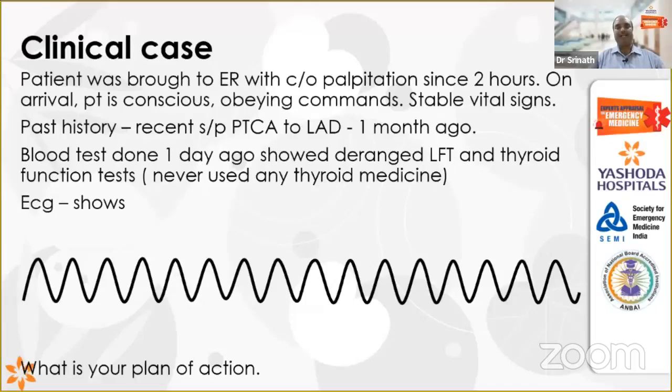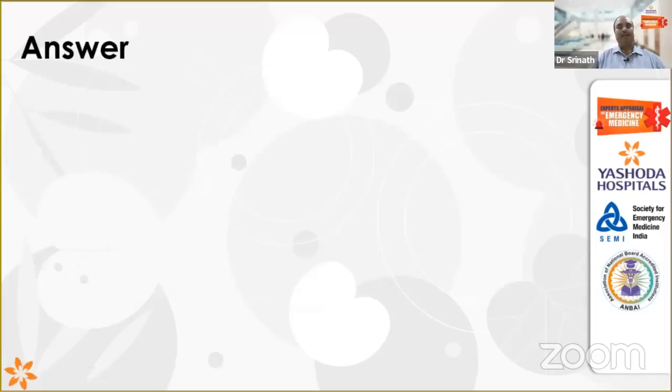How will you proceed with this patient? Is this patient stable or unstable? As I mentioned, you can see the vitals are normal. Patient is conscious and patient also had a PTCA history. That means that it is a stable tachycardia. So ventricular tachycardia with pulse, and is stable. But the only thing you have to see is the deranged LFT and thyroid function test.